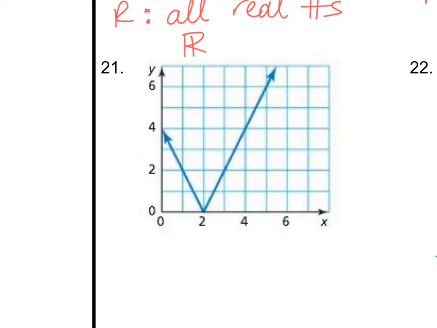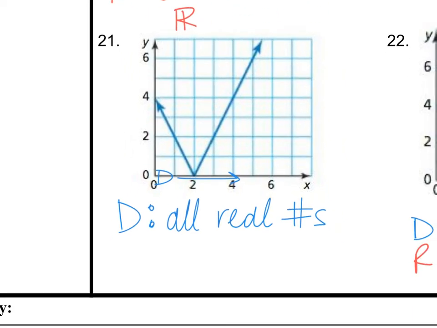Let's do the domain first. Domain is from left to right. On the left side, where does it start? Looks like it starts at 0. Does it? No. Arrows. Pay attention to the arrows. I'm very passionate about it. No. It goes to negative infinity. How about to the right? Where does it stop? It doesn't. Positive infinity. So you say all real numbers. Or you can put that special little R if you want. I'm not going to this time.